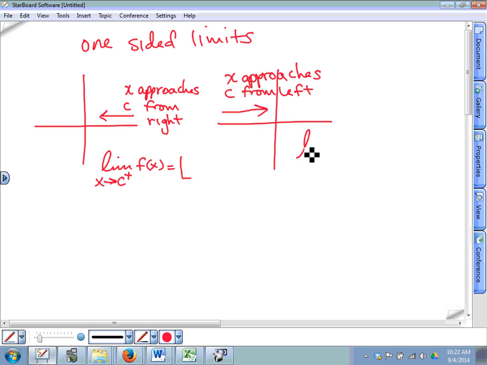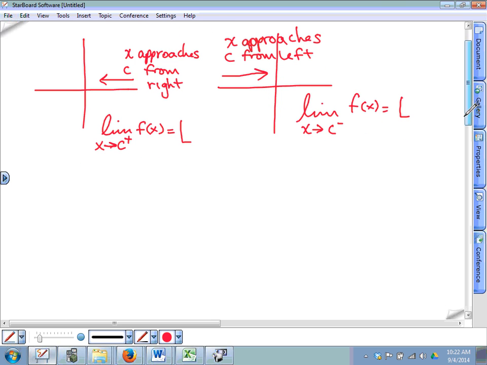As X approaches C from the left, the notation is X approaches C minus. It's coming from the negative side, headed towards the positive side. What's L again? L is just whatever the limit is. Whatever the value of the limit is, that's L. So for example, this is a funky graph. F of X equals big square root of 4 minus X squared.